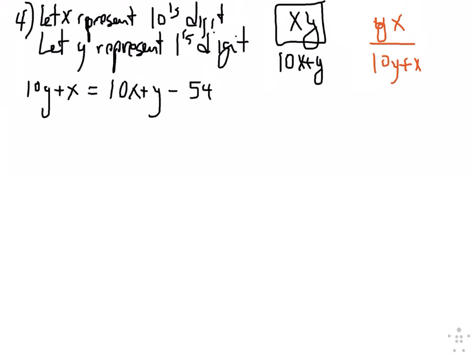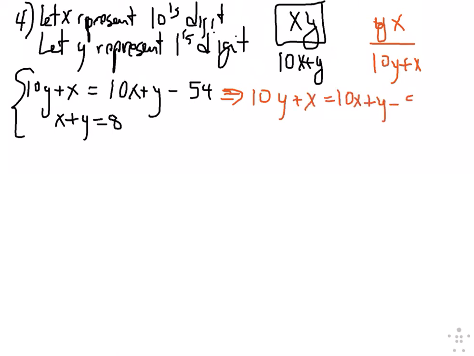The second statement says, if the sum of the digits is 8, so the sum of the digits means x plus y equals 8, what's the original number? So there's our two equations. So first thing, let's simplify this first one. So 10y plus x equals 10x plus y minus 54.